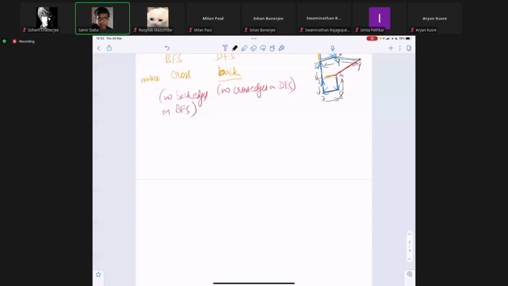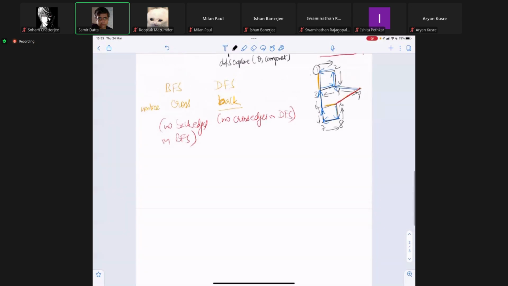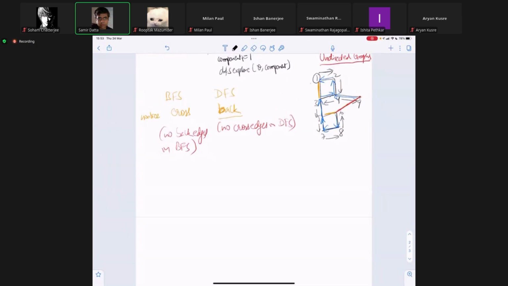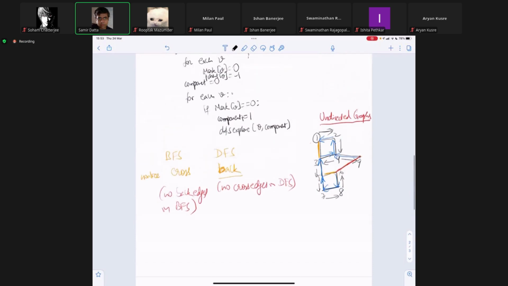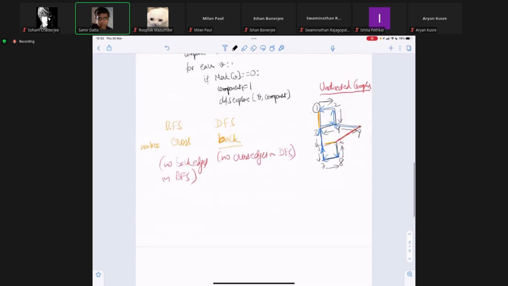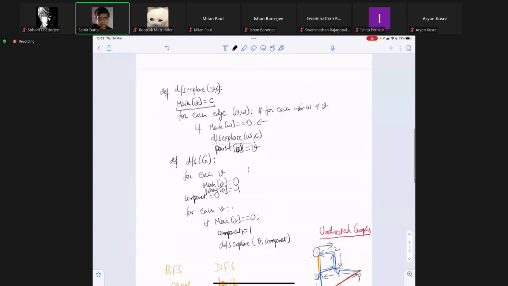Any questions till now? No questions. Okay, good. So far we have drawn this tree and so on. We would like to see even more structure in this graph. So let's define two auxiliary procedures. Let me copy this DFS Explorer again and modify it.